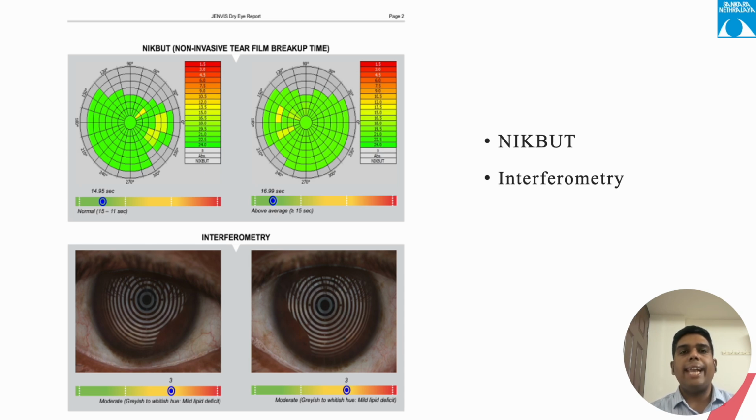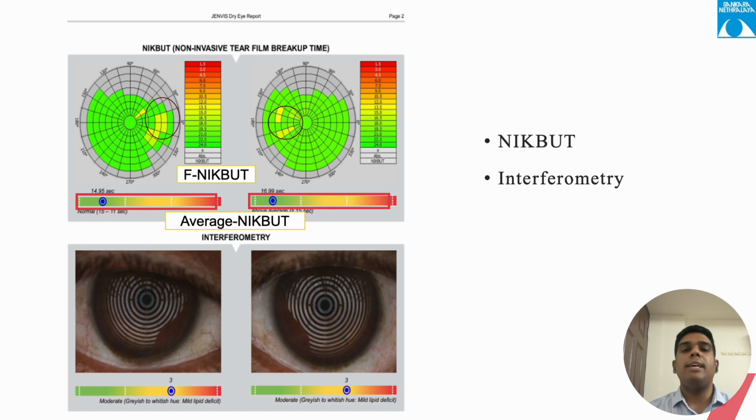Next comes the NIKBUT, which is non-invasive keratograph breakup time. We can see where the breakup starts and how it spreads across the entire cornea. It is color coded from green to red. Keratograph gives us two breakup times. The first breakup time is the first detectable tear film breakup after a blink, and it also shows the area where it starts. Then comes the average NIKBUT, which is the average breakup time across the entire cornea. The first NIKBUT is often more clinically important because it detects the earliest loss of homeostasis.